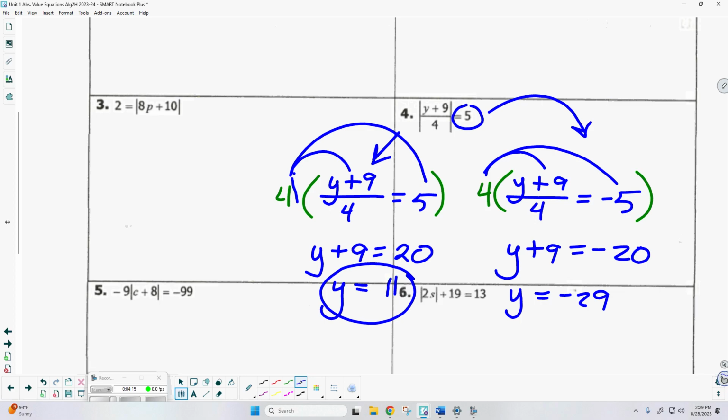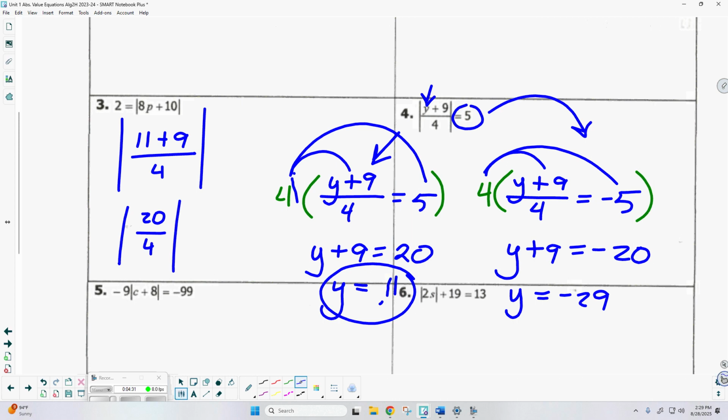We'll start with 11. I'm going to replace the variable with our solution. So the absolute value of (11 + 9)/4. Well, that's going to give me the absolute value of 11 plus 9 is 20, divided by 4. What's 20 divided by 4? 5. And what's the absolute value of 5? It is 5. So that checks out. See, it only takes a few seconds.